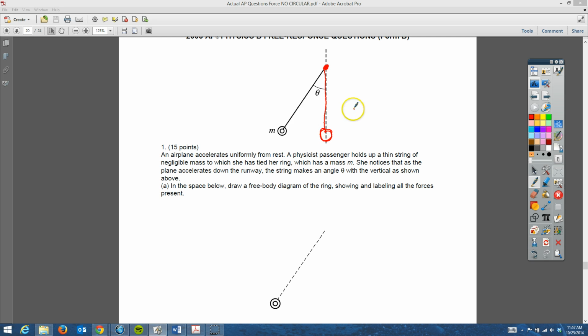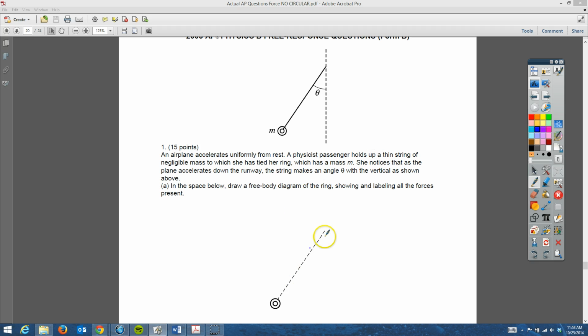And when the plane accelerates in this direction, the string appears to kind of move back and it holds its position here. She notices that that angle that you have here can kind of help us figure some things out about the airplane. The very first thing that they want us to do, this just looks really complicated and it's just not, so you have to trust me on this one.